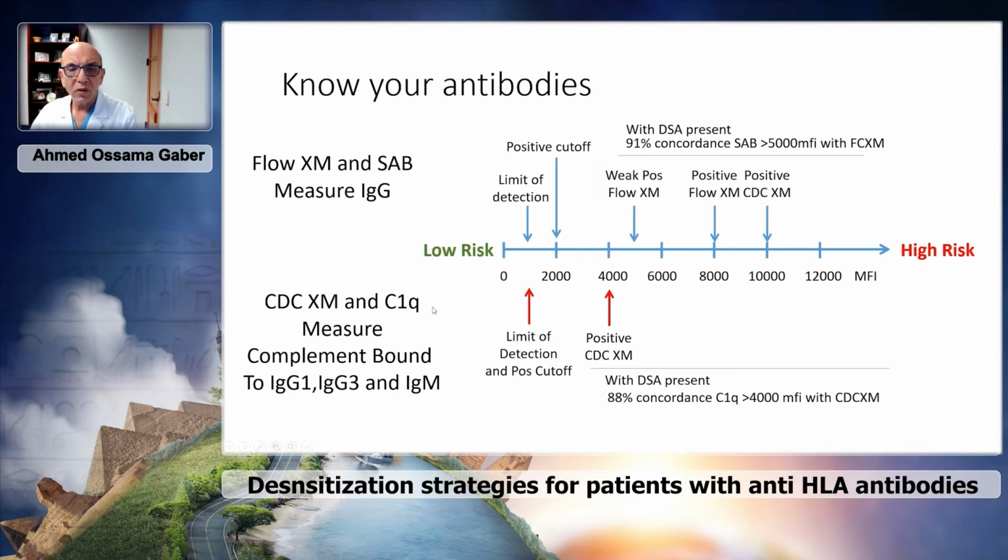And of course, the C1q measures complement, membrane-bound to IgG or IgM. Again, the limit of detection and the positive cutoffs are the same. But when you have C1q antibodies, very early on the limits of sensitivity and specificity match, and this is quite a high-risk transplant.